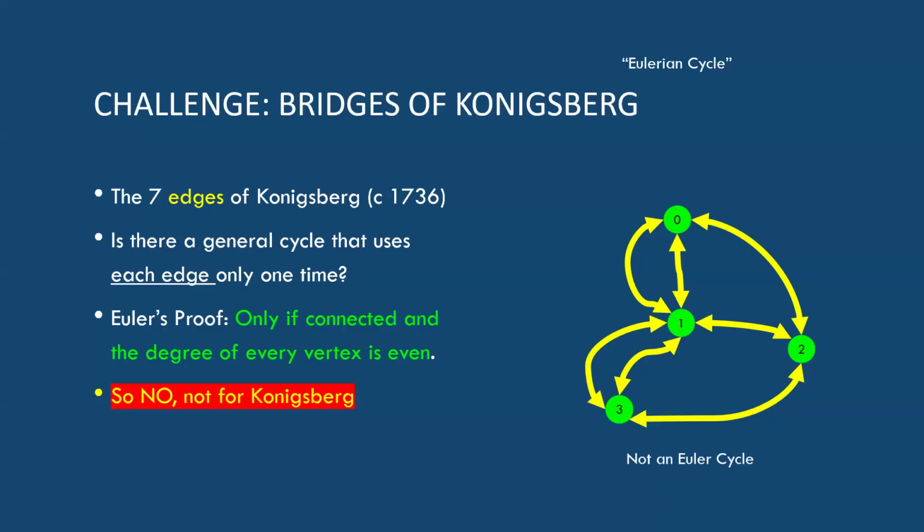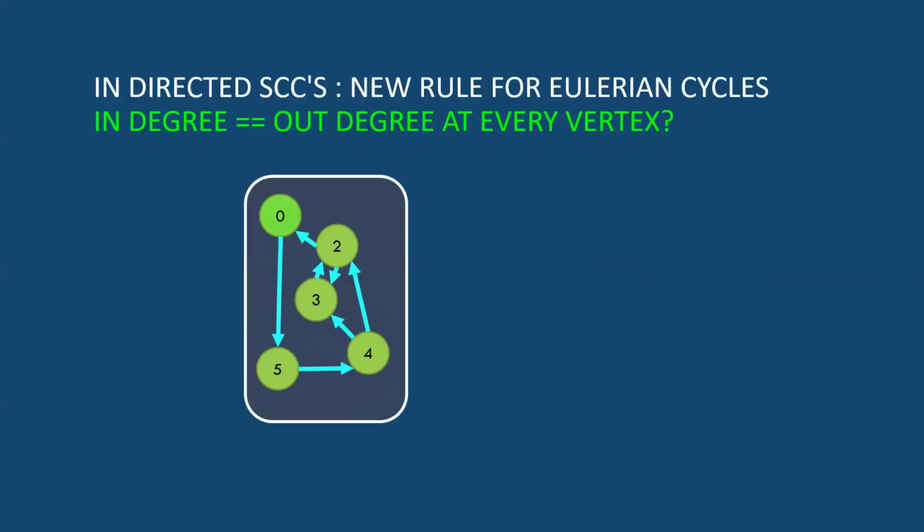If it's a directed graph, it's a little different. For the directed graph, the rule is the in degree equals the out degree at every vertex. So let's take a look at 0. The in degree is 1 and the out degree is 1. 5, in and out is 1. In here, out is 2 and in is 1, so no. So this particular graph would not have an Eulerian cycle. We would have a violation there.